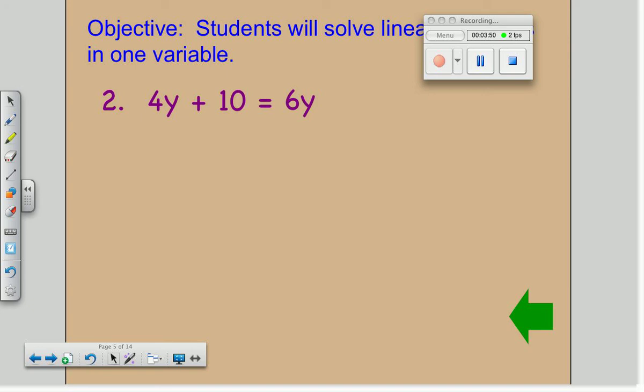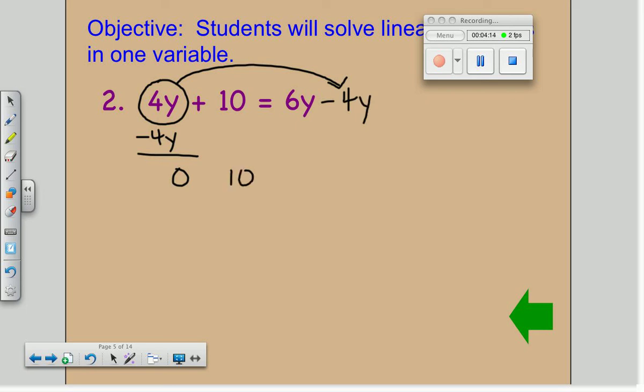All right, so here, again, I want my y's all together on one side. So I'm going to move my 4y over to the other side over here. The way I move it is I subtract it from here. That becomes 0. And I subtract it from here. So now I have my 10 by itself here, because 0 plus 10 is just 10. I don't need my 0. And I have my 6y minus my 4y. So 6y minus 4y is 2y. 6 minus 4 is 2.